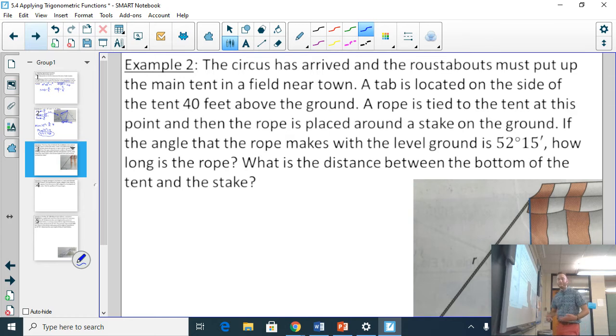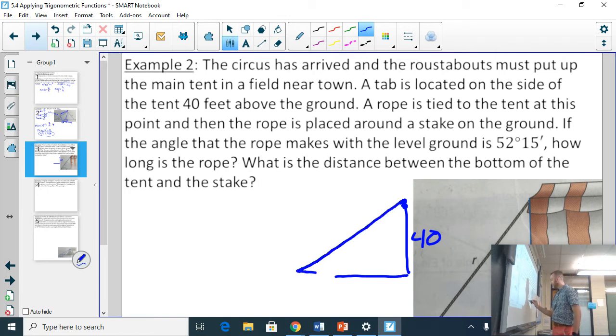So if I were making my own, I'm thinking above the ground. All right, if this is the ground, let's just go above the ground, right? And that length will be 40 feet to the top. And a rope is tied to the tent at this point. So at the point where that tab is, that imaginative tab, a rope is tied to it, and then the rope is placed around a stake on the ground. So down there somewhere on the ground, we have a little stake. Maybe I can draw something there. There's our little stake put on the ground.